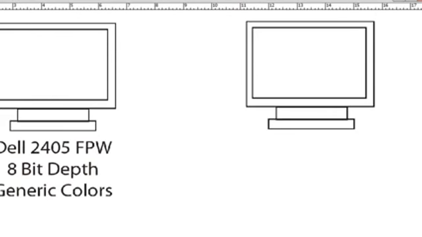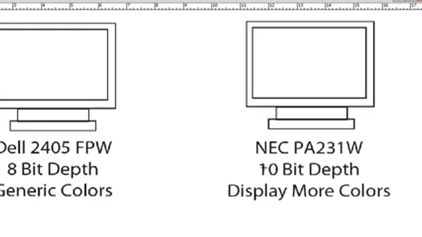On the left-hand side, we have, as an example, a very inexpensive Dell monitor. It's a 24-inch generic 8-bit depth, meaning it's going to display approximately sRGB color. On the right-hand side, we have an NEC monitor. This monitor supports a 10-bit depth, and because of this, it can display more colors.